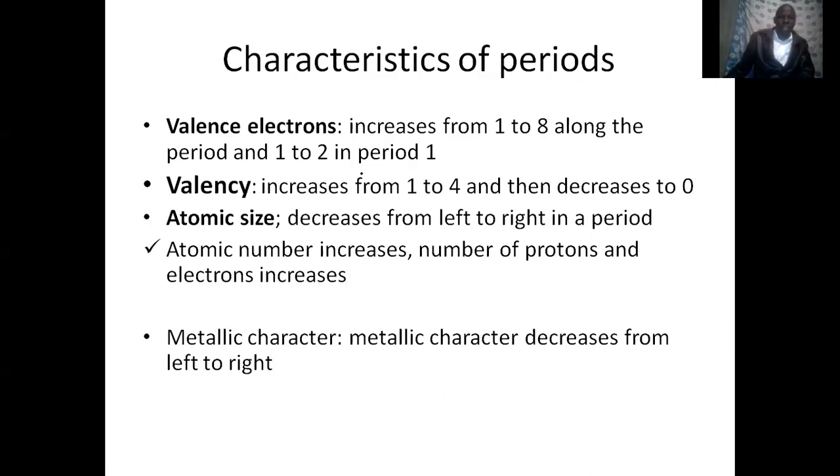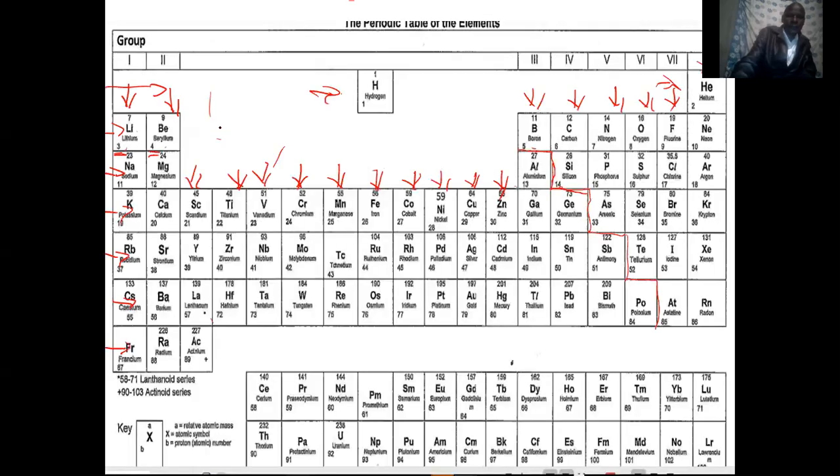In a period, if you look at the electrons in the outermost shell, that is the valence electrons, we notice that they increase from 1 to 8 across the period, and 1 to 2 in period 1. What it means is that if you look at period 1 here, this one is going to have a valence of 1, meaning there will be only 1 electron in the outer shell. The second one, there will be 2. Boron, there will be 3. Carbon, there will be 4.